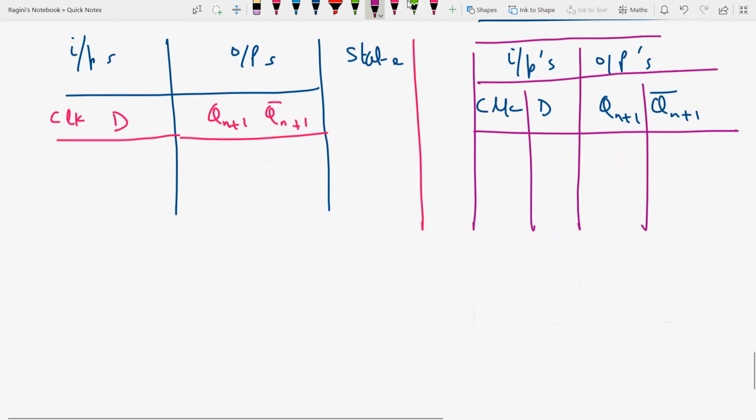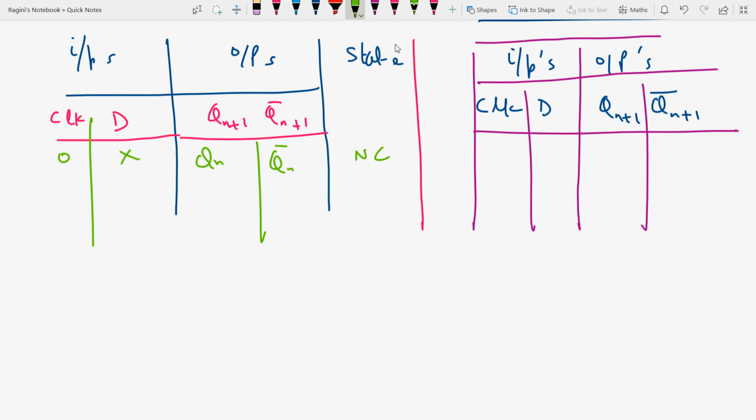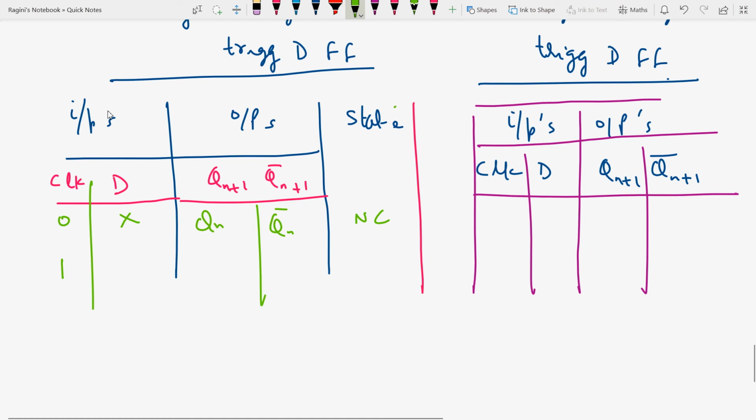Okay, so what you are going to do is, see, you have to keep the clock low. If the clock is 0 and the D input is not holding any value, so Qn plus 1 will be simply Qn, it will store the previous value, and bar Qn plus 1 will be the complemented state of the past memory. So state will be no change, right? Now if it is 1, because it is showing you positive edge triggered, right? So if it is 1 and again it will not show any value, here it will be again Qn and Qn bar.